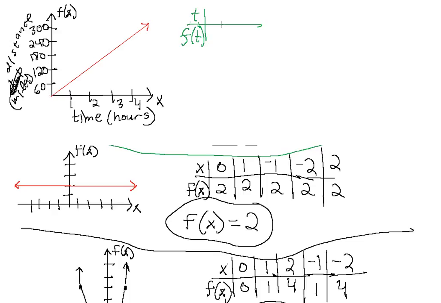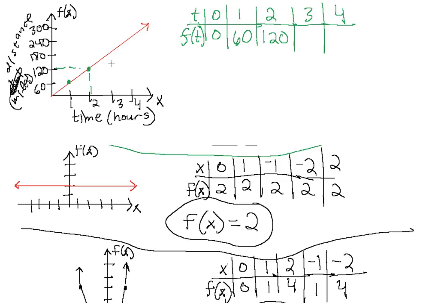So we have a point right here at 0, 0. At time 0, we've gone 0 miles. We have another point right here. So after 1 hour, we've gone 60 miles. We've got a point right here. After 2 hours, we've gone 120 miles. And you can tell that this is indeed a linear function. After 3 hours, we've gone 180 miles. And after 4 hours, we've gone 240 miles. Okay, that's it right there.